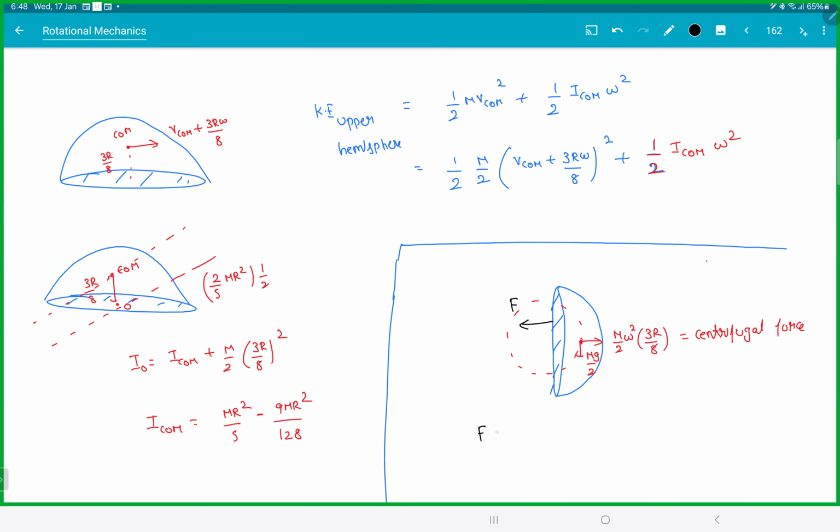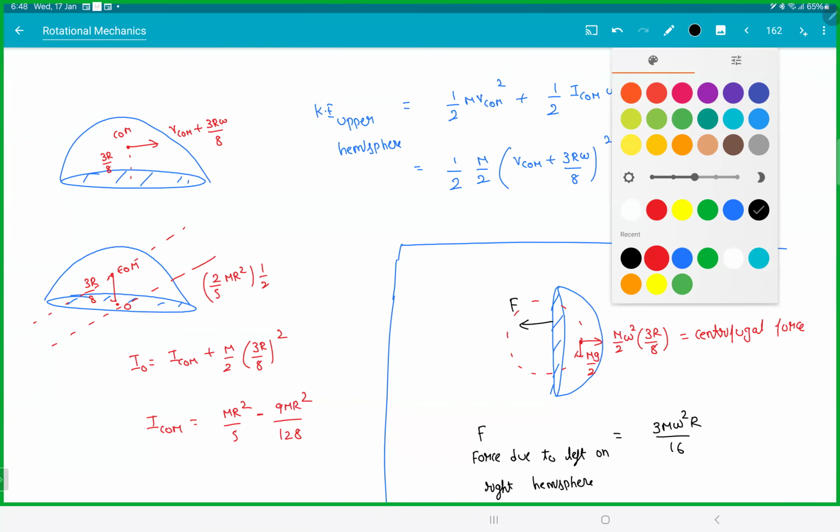So the force due to the other half, F, is the force due to the left on the right hemisphere. So actually both are pulling each other. They're not pushing each other. This would be 3mω²r/16.